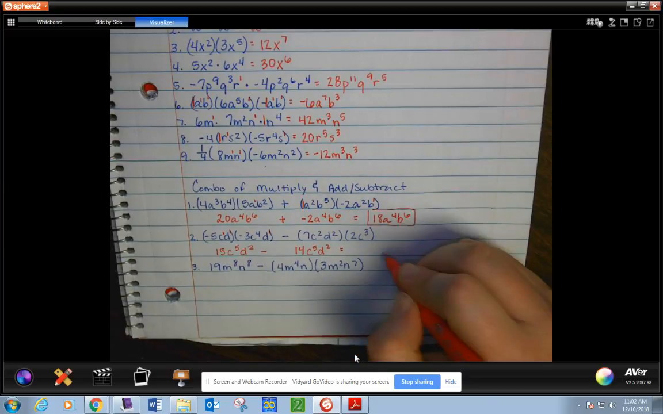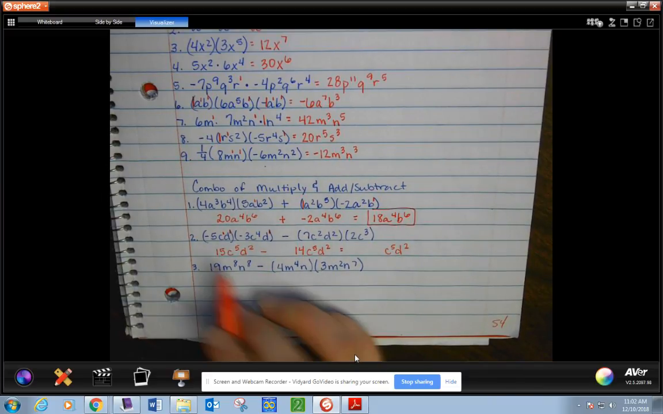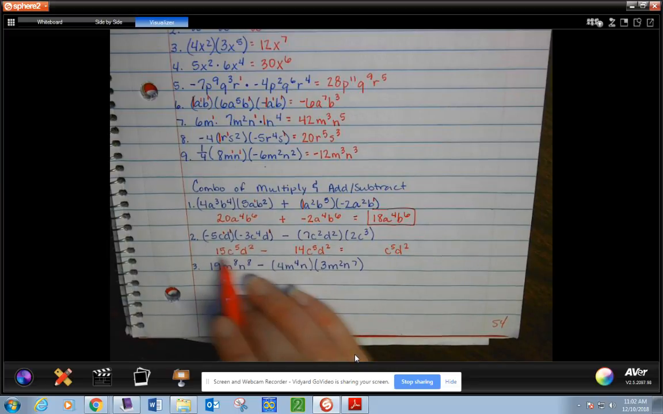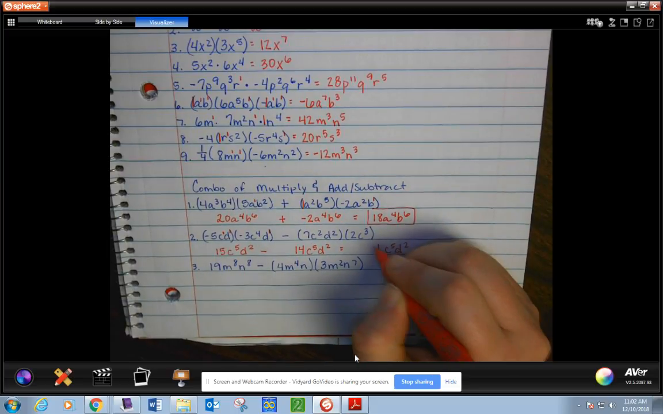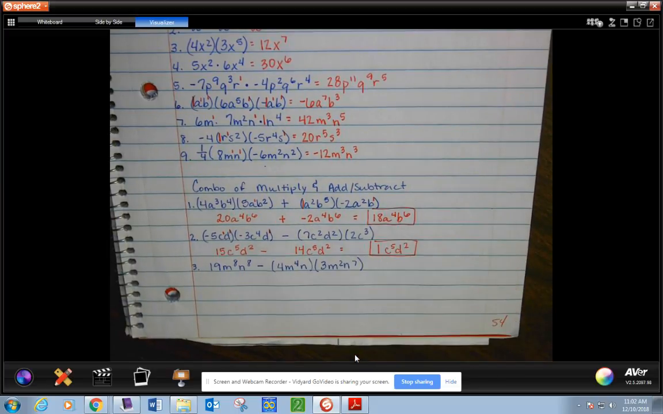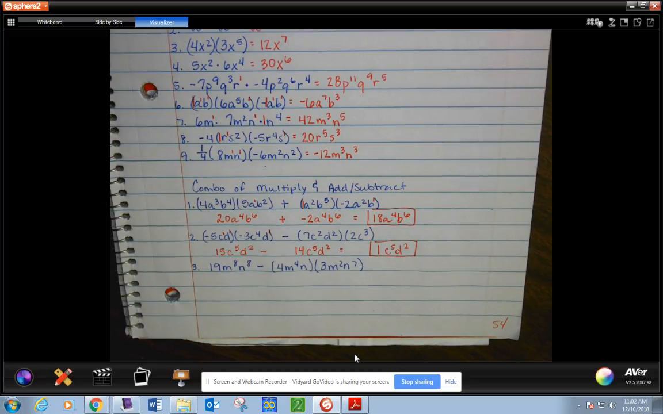Okay, so we're just going to go ahead and bring c5, d2 over because that's not going to change. And now I'm just going to do my numbers. 15 minus 14 would be 1. So you have 1 c to the fifth d squared. If you just left off the 1 and did c to the fifth d squared, that would be fine also.